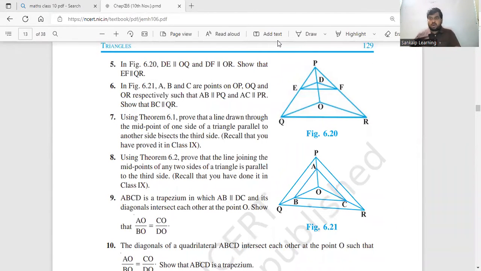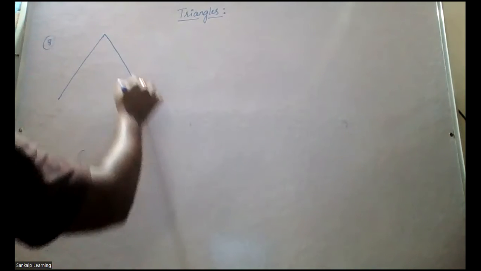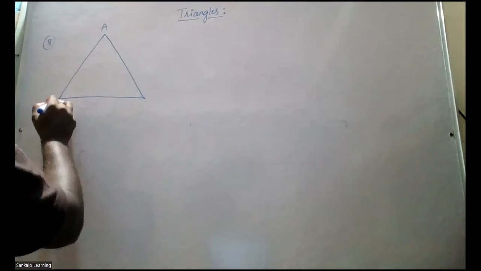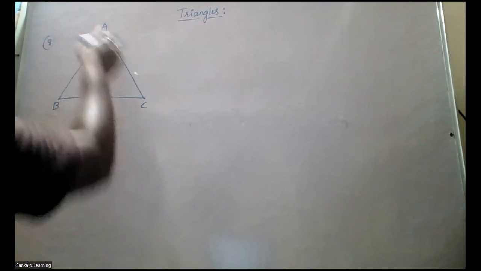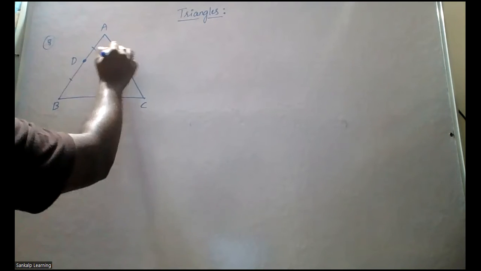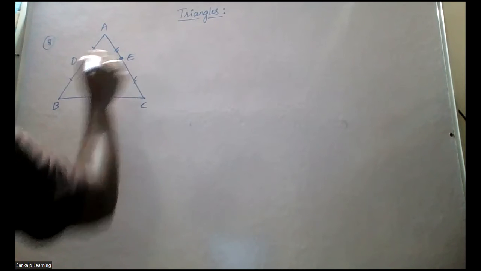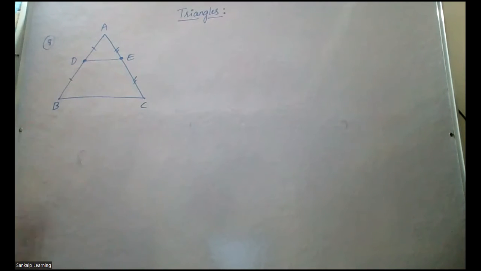Using theorem 6.2, that is converse of BPT, prove that the line joining midpoints of any two sides of a triangle is parallel to the third side. So what we have to prove, this is the eighth question. In a triangle, let's take a triangle ABC, the line joining midpoints of any two sides. Let's take AB and AC. D is the midpoint, E is the midpoint. So let me join these two midpoints. We have to prove that the line joining the midpoints, that is DE, is parallel to BC.